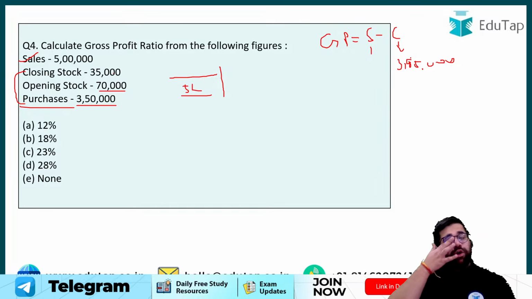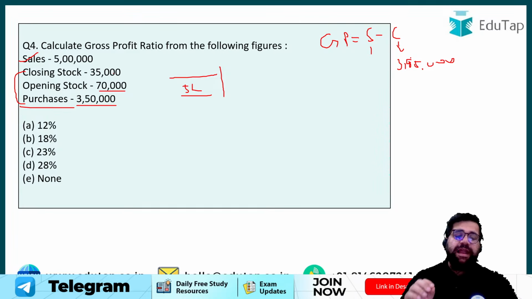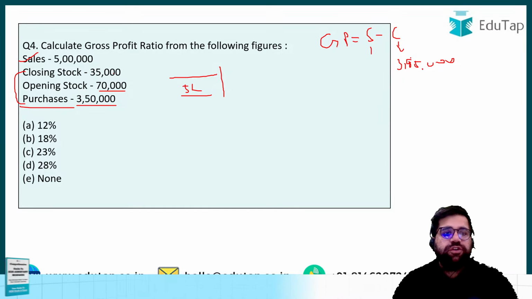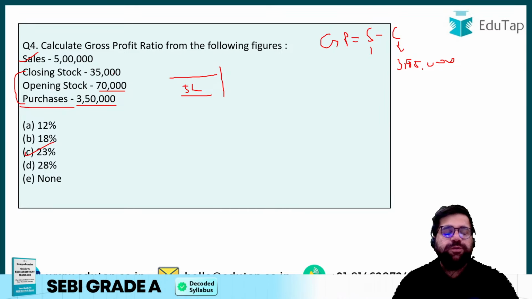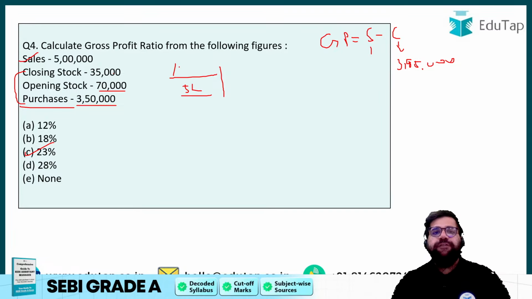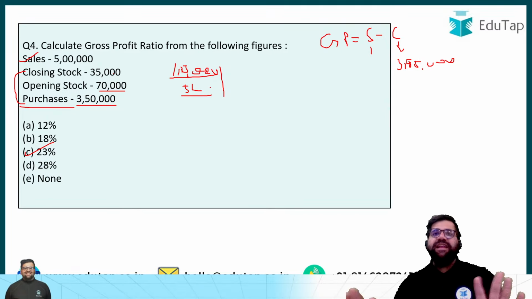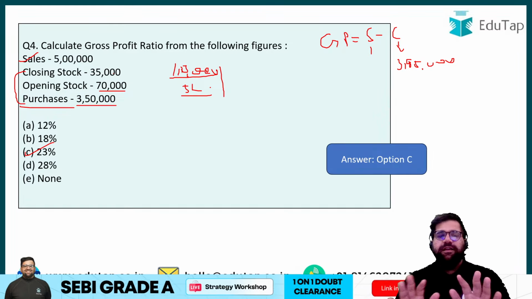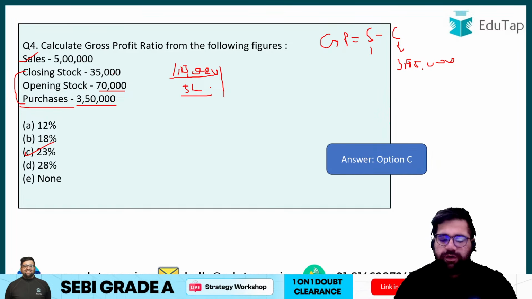So your overall gross profit will be 1,15,000. Divide 1,15,000 by 5 lakh, because you are calculating the gross profit ratio. In my case, the answer is coming out as 23%. So you just have to do 1,15,000 divided by 5 lakh. Very easy question, nothing tough to explain. This is your answer number C, and I have solved it in front of you.